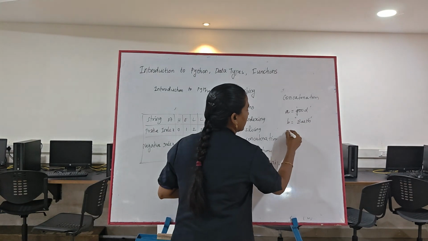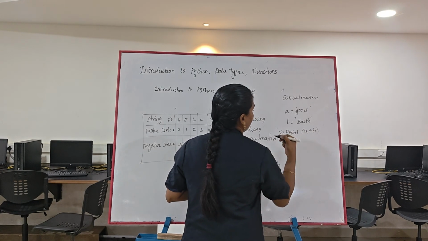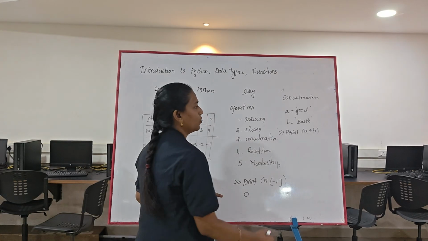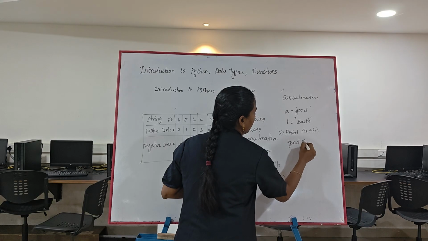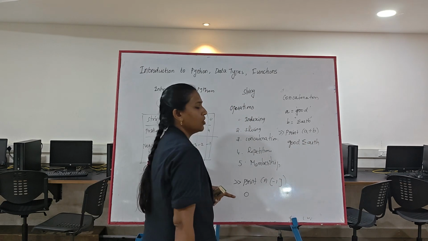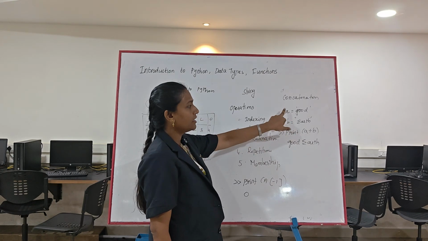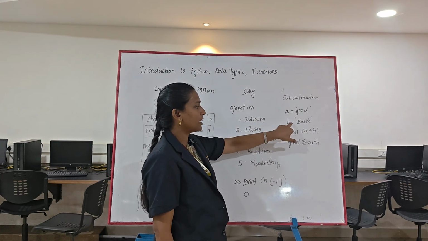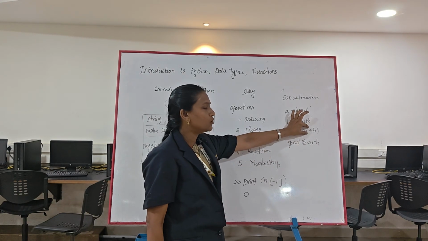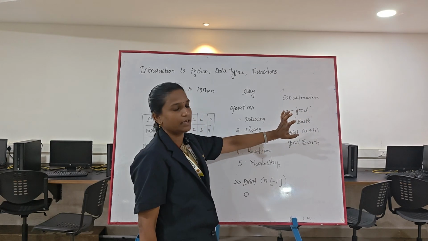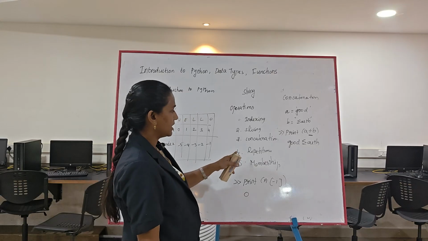So if I am going to concatenate, print A plus B. What is my output? Good earth. This is my output. How I have written it, it will be displayed: good earth. So this is the concatenation. I have used two strings here, A and B. In the A string, I have stored the value good, and in the B string, I have stored the value earth. I have concatenated. The symbol used for concatenation is the plus operator.